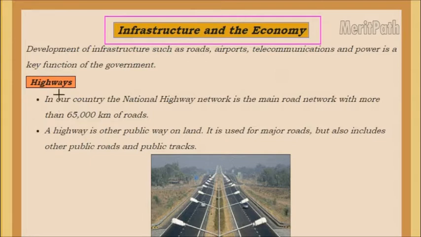Let's begin with the highways of the country. In a country, the National Highway Network is the main road network with more than 65,000 kilometers of roads. A highway is any other public way on land. It is used for major roads but also includes other public roads and public tracks.